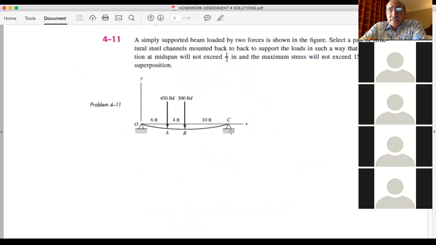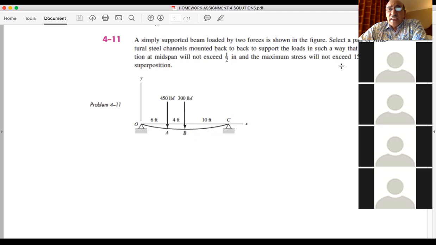Then next we start talking about deflection of beams. We have several methods that we studied, and in this problem we have two concentrated forces, and the problem has a limit on the deflection in the midspan. So the deflection in the midspan is not to exceed ½ inch. So this is one limit that we have. And then also the maximum stress will not exceed 15 KSI as a design limit. So we have two design constraints in this problem.